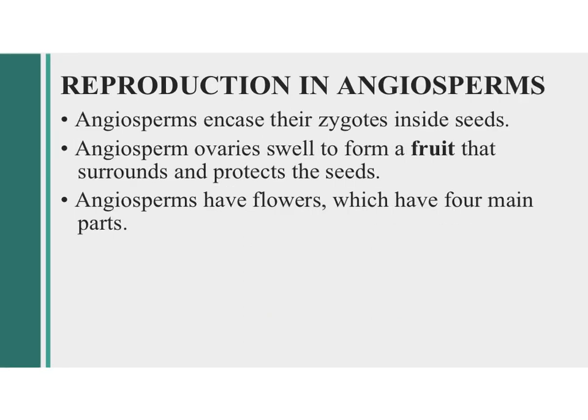So now let's talk about angiosperms. And just like I said, gymnosperms do not produce flowers because Jim doesn't like flowers. Angiosperms do because Angie likes flowers. Anyway, angiosperms' ovaries swell up to form a fruit that surrounds and protects the seed inside of that embryo or ovary.